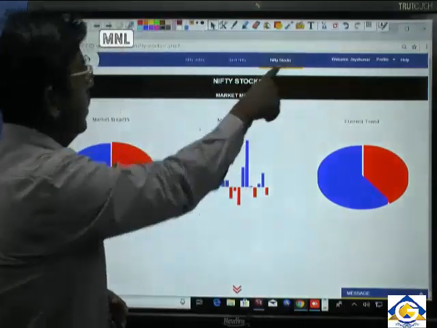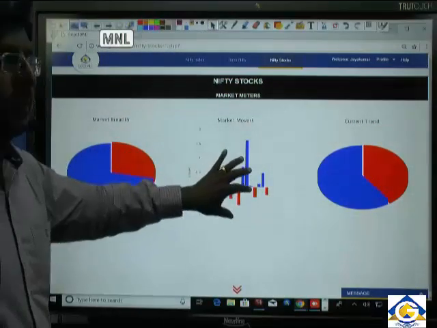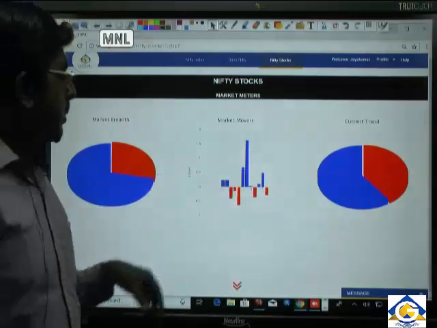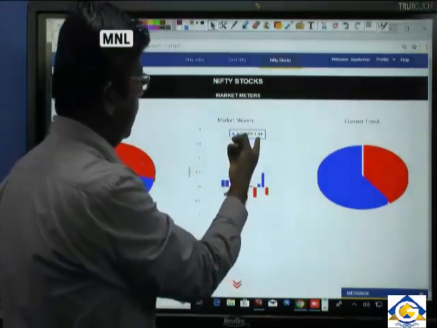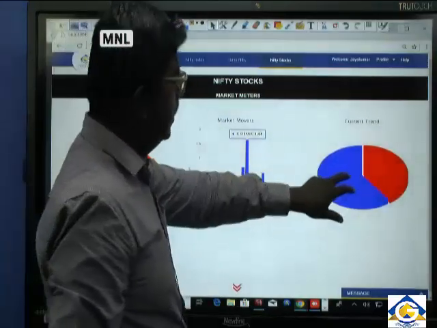So if you go to the third page, you will get a screen like this. Market breadth, this is the same. Market movers, this is also the same as in Nifty. So if you touch here, you can see which stocks are pulling the market up and pulling it down, and the current trend.